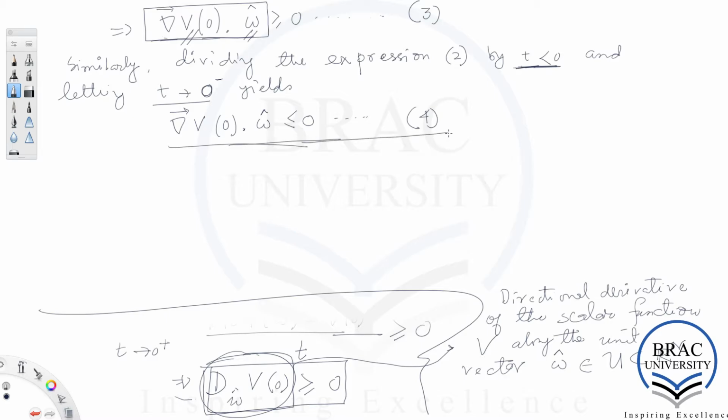So we arrive here. Okay, combining 4 with 3, one obtains that the gradient of v at 0 dot omega hat is equal to 0, because it's less than or equal to 0, and at the same time it's greater than or equal to 0. The only way both are satisfied is that the expression is equal to 0, and that happens for all unit vectors in U.